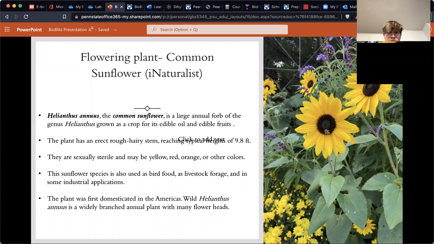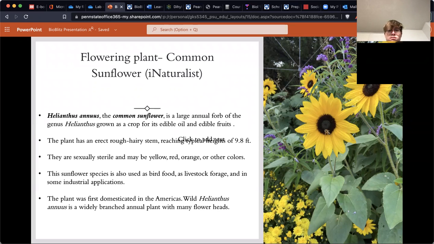The flowering plant that we identified was the common sunflower, using the iNaturalist app. It's called Helianthus annuus, the common sunflower. It's usually large in size. Humans use this for edible oils and edible fruits like sunflower seeds, which we usually eat.